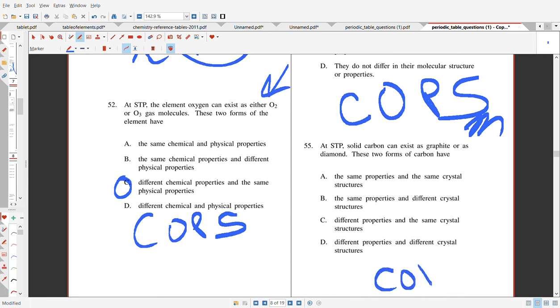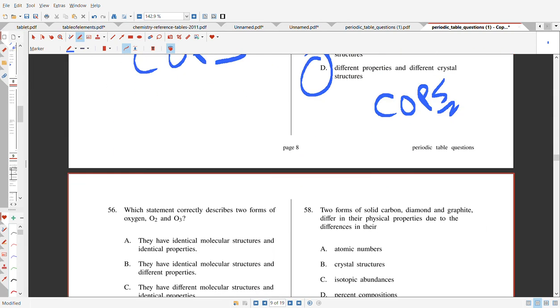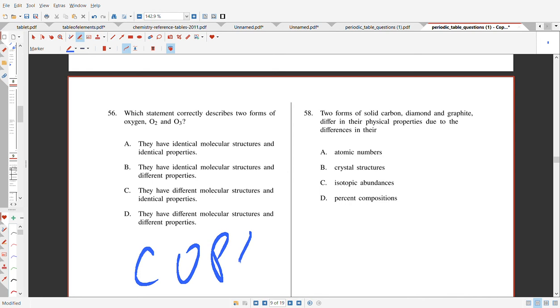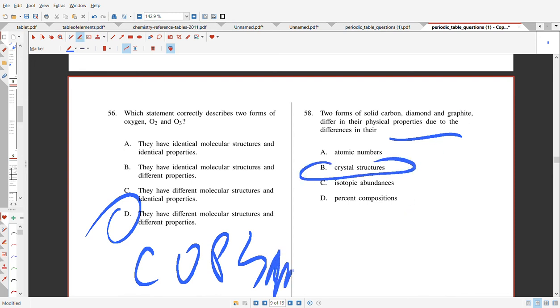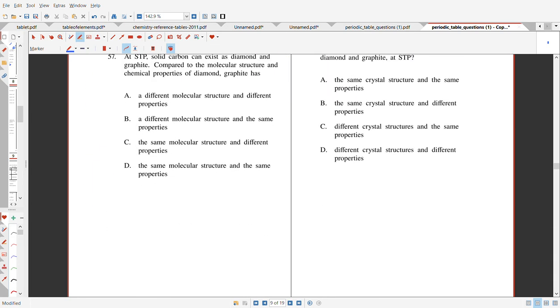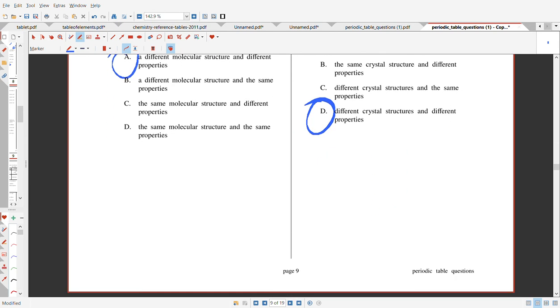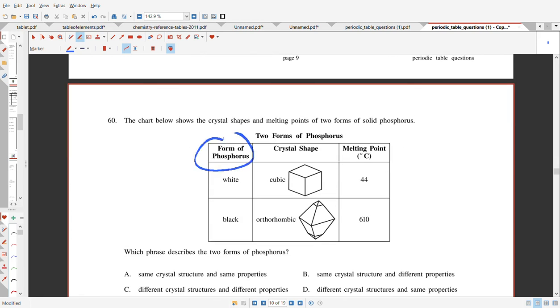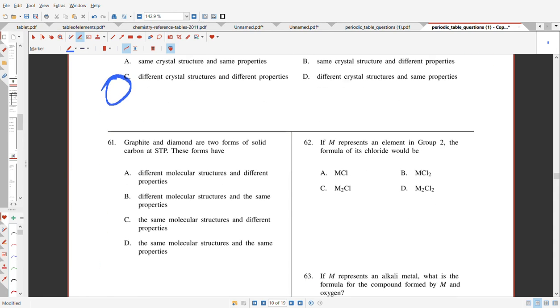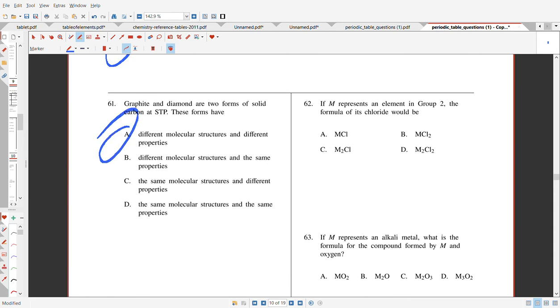Carbon could exist as graphite or diamond. They have different properties and different structure. There's carbon, oxygen, phosphorus. Different structure, different properties. Two forms of carbon. Why do they differ in properties? Due to their S for structure. You're definitely going to get one of these. Here's the COPS thing again. I just picked different without me even reading it. It's talking about carbon again. Even here's phosphorus. It comes in different colors. But what do we know? Different structure, different properties. That's what you're going to pick.